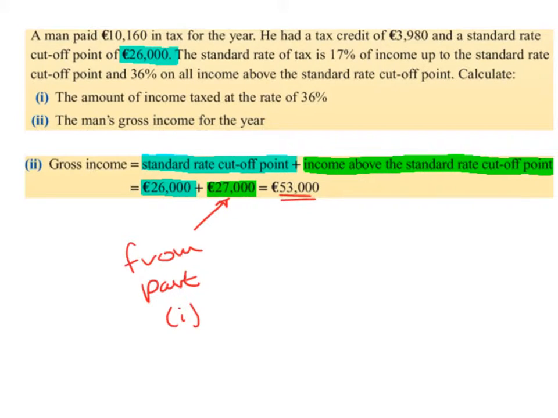So gross income is our income before our deductions. So that's going to be our standard rate cutoff point plus the income above the standard rate cutoff point. And the standard rate cutoff point is €26,000, that was given in the question. And the income above that is €27,000. We worked that out in part 1. So adding these, we get €53,000. So this is the man's gross income for the year before any deductions are made. This is his salary.